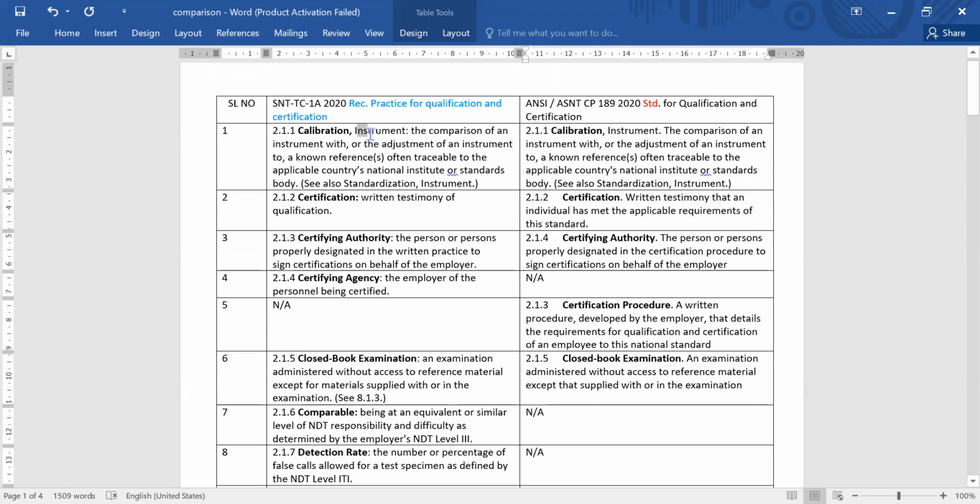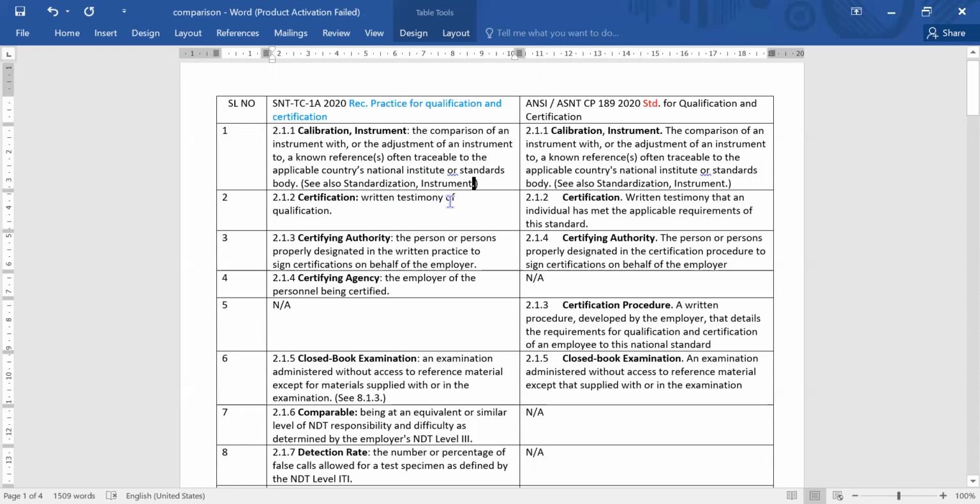An instrument: the comparison of an instrument with, or the adjustment of an instrument to, a known reference, often traceable to the applicable country, national institute, or standard body. Same thing, both, no changes.